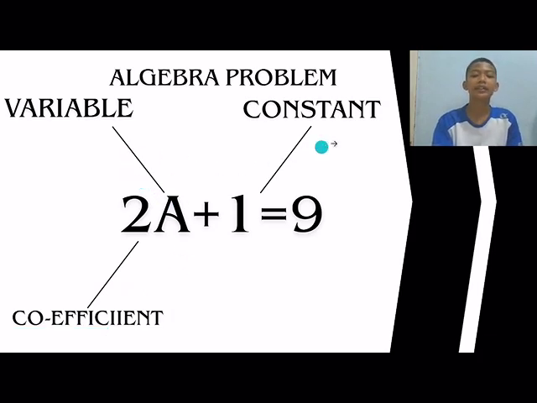And then there's the constant. The constant is a single number. It's just a normal number without any variable. It is used to make solving algebra easier because it tells us the constant value.